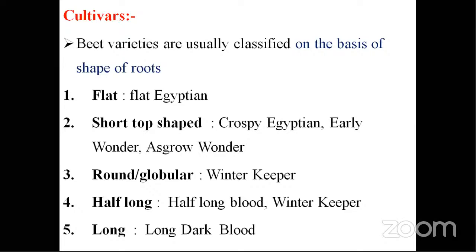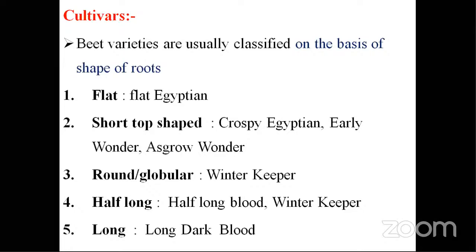The other things, if the name has a characteristic like Rapid Red White Tipped, the name itself says that it has red color and white color on it. So if the name says such kind of things, you need to remember. Here Ash Grow Wonder, you need not remember all this, but Cross by Egyptian you have to remember, which is a short top shaped variety. And round and globular, Winter Keeper, no need to remember all these specifically, just try to read a number of times. If you're remembering it, good. If you're not able to remember, leave it, no problem, but read them.